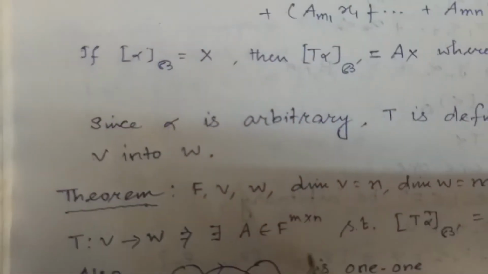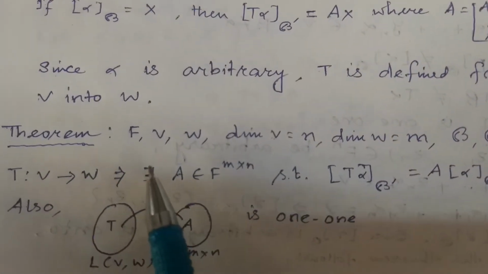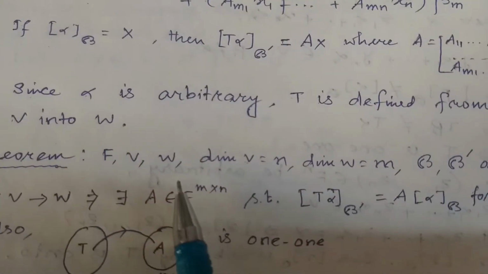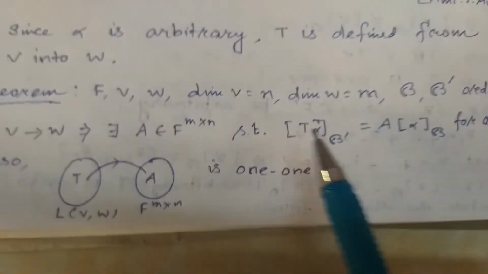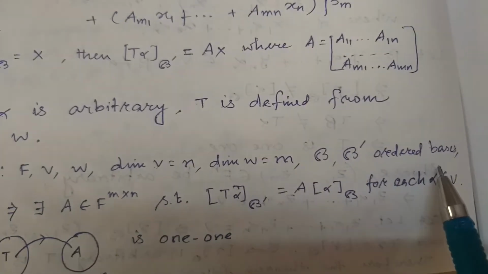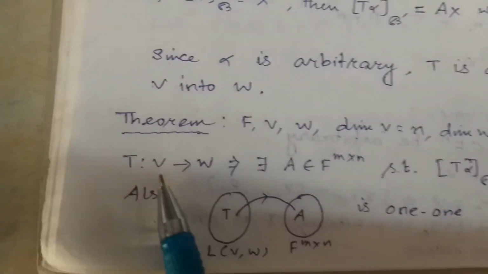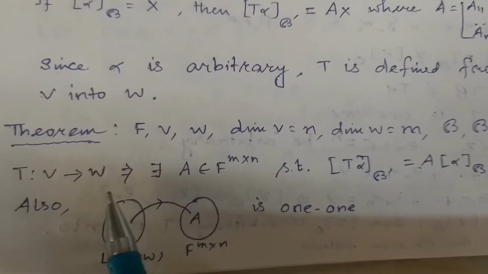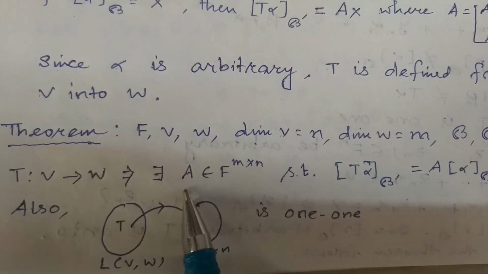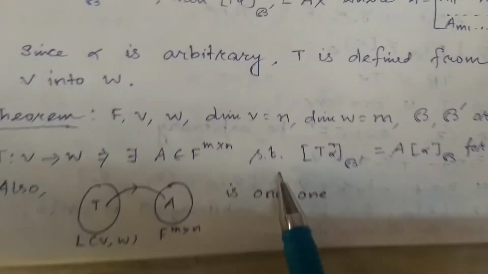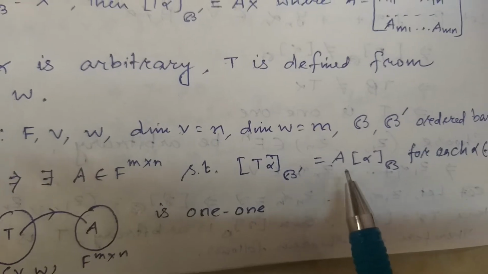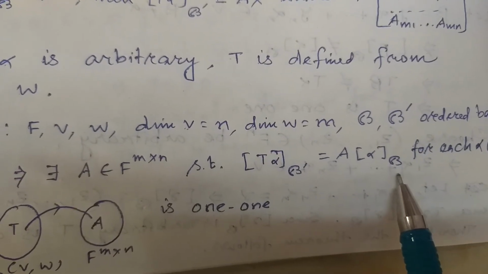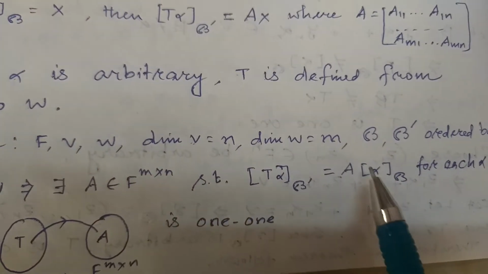Fine. Next we have a theorem. Let F be a field and V, W two finite dimensional vector spaces such that dimension of V equals n and dimension of W equals m. B and B dash are two ordered bases of V and W respectively, and T is a linear transformation from V into W. This implies there exists a matrix A in F m cross n such that the coordinate of T alpha with respect to B dash equals A into the coordinate of alpha with respect to B. Be careful, with the same symbol we are representing the coordinate as well as the matrix.